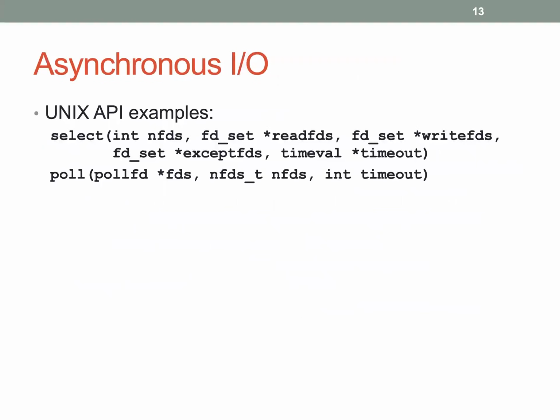Okay, here are some examples of asynchronous I/O support in the OS kernel. So you have this call called select, which you can see you give it a number of file descriptors. You give it the file descriptors that you're interested in reading. You give it a collection of file descriptors you're interested in writing. You have a collection of file descriptors that you're interested in anything else happening on them, and how long to wait to find out if something interesting happens. And poll is similar, except it kind of throws all the file descriptors into a single collection.